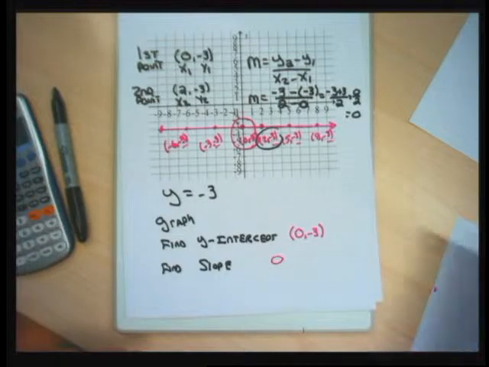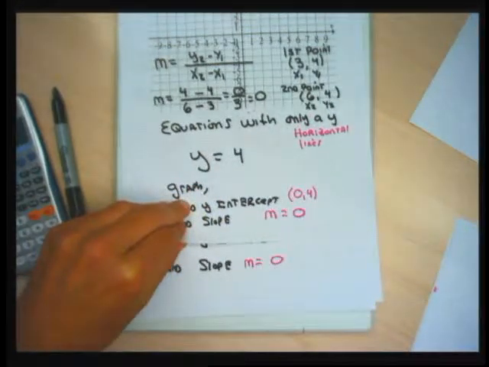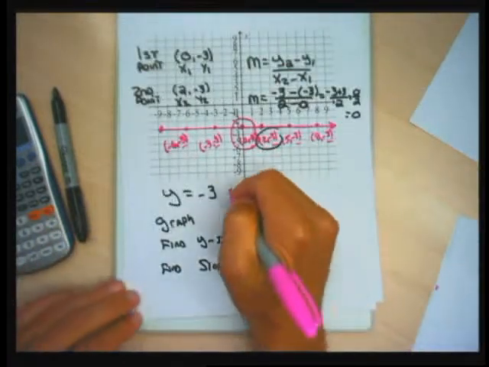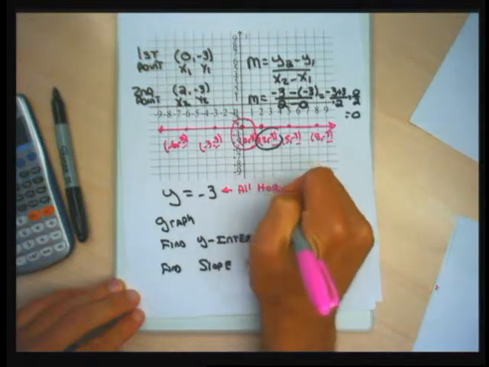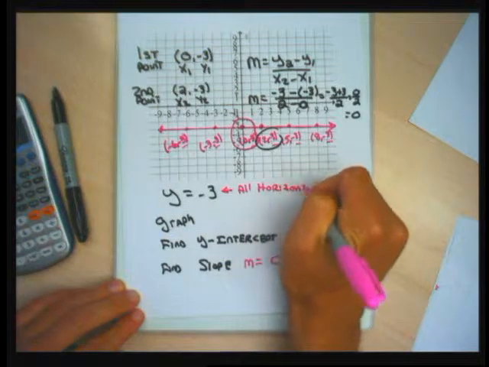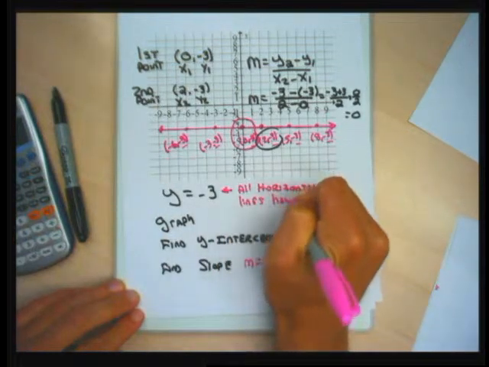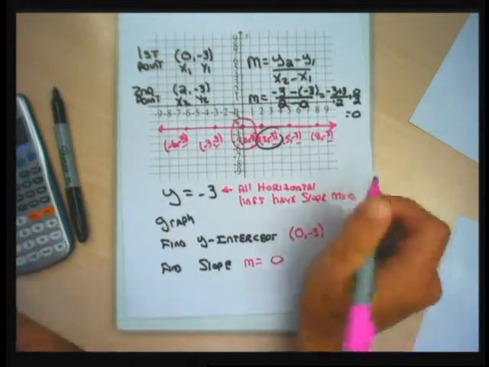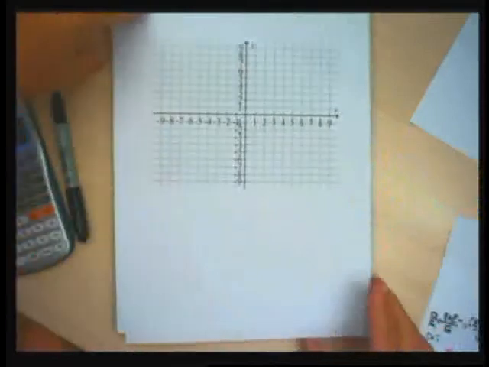The slope of the last line was also 0. It turns out that if you only have a y, the slope is always 0. So all horizontal lines, which are lines that only have y's, have slope of 0. We'll do one more with only a y, then I'll do some with only x's. So it's slightly more complicated.